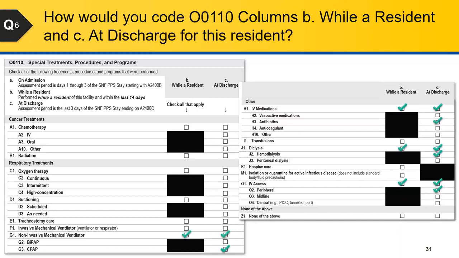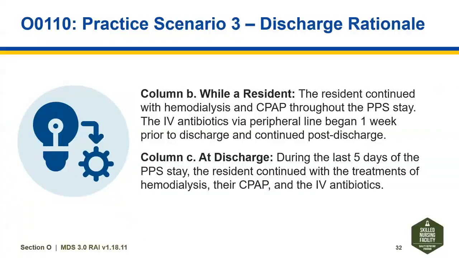Okay, so here's what you should have had for column B, while a resident, and column C, at discharge. You can see for the last column that you'd also be checking off all of those sub-elements for each of those categories. And I'll go through the rationale.